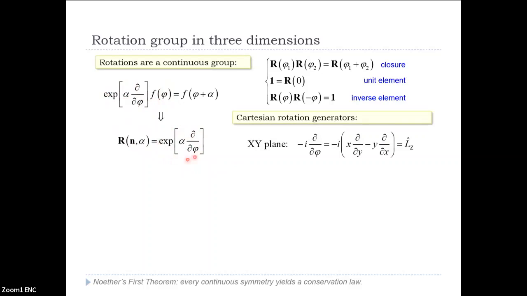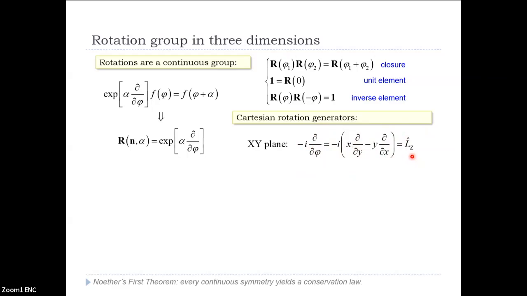If you go through the trigonometry here and work out the corresponding Cartesian expression, it turns out that this rotation generator is minus i d/dφ. If you work through the polar coordinate system and do it in Cartesians, it turns out this is x d/dy minus y d/dx. And those of you who remember angular momentum theory will recognize the Lz angular momentum operator. And so the generators of the rotation group are actually angular momentum operators.